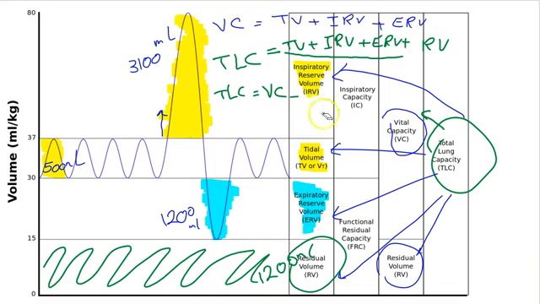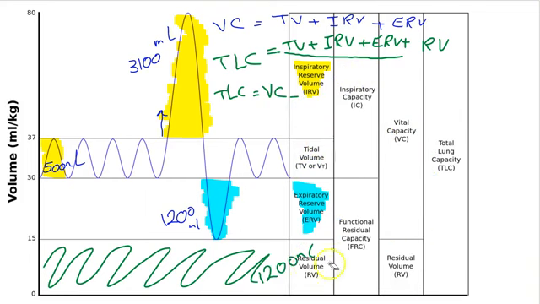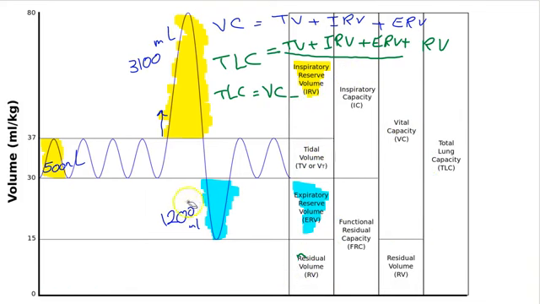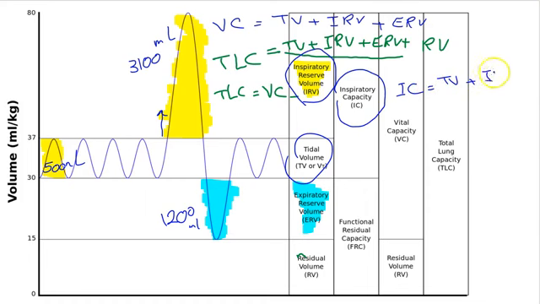Let me just do this, erase some part. And then we have the amount of air that we are going to breathe in normally and breathe in deeply. So these two would be our inspiratory capacity. So the formula we have: inspiratory capacity equals the amount of air that we normally breathe in and deeply breathe in.